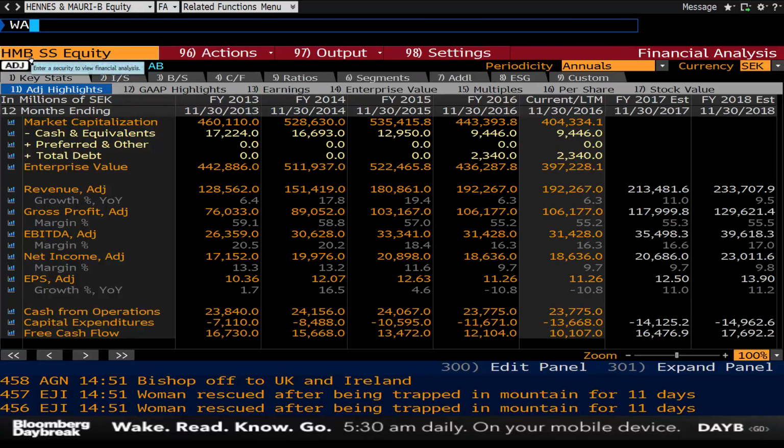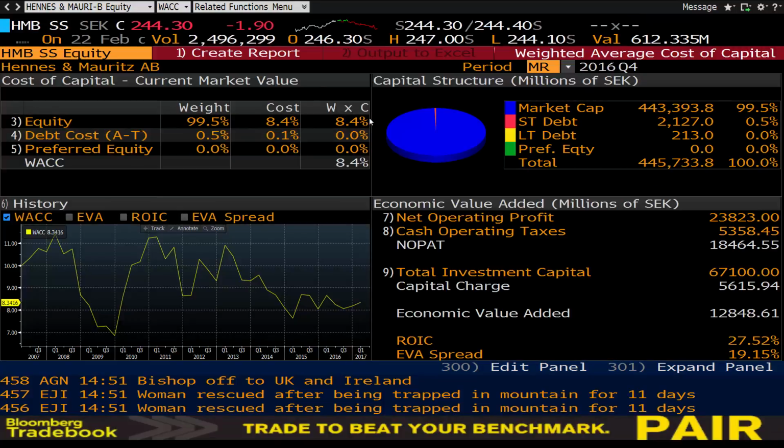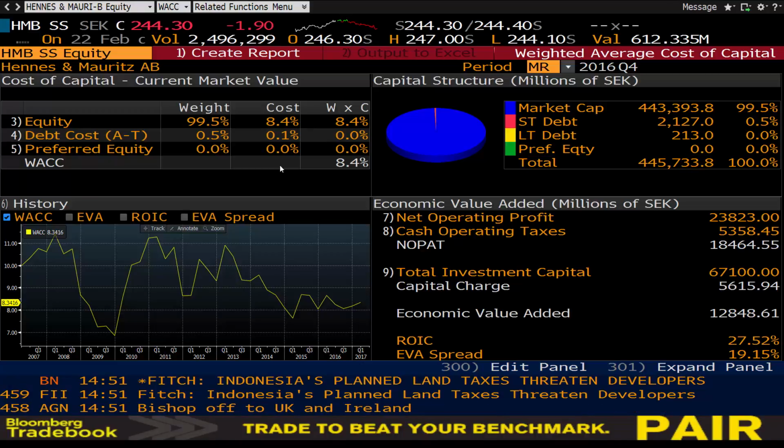So if you type in WACC and click enter, it will provide you with a weighted average cost of capital calculation. Unfortunately, it's not necessarily that useful because they don't do a great job at it, so you would never actually use this number in practice. But you can use this information to figure out the appropriate risk-free rate for this particular company.